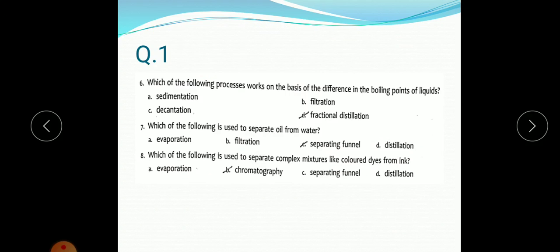Next, continuation of question number 1. Question 6: which of the following processes works on the basis of the difference in the boiling point of liquids? It is fractional distillation. Question number 7: which of the following is used to separate oil from water? Separating funnel. Question number 8: which of the following is used to separate complex mixtures like colored dyes from ink? It is chromatography. Fine. This is question number 1.